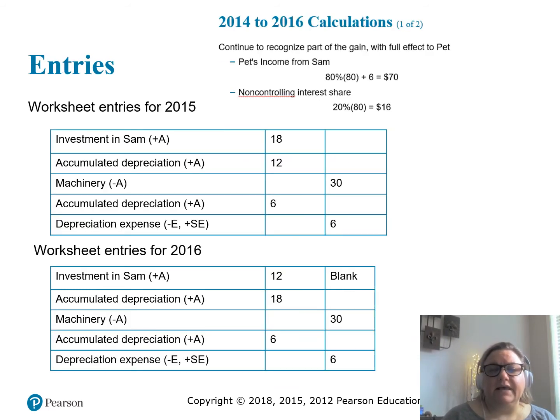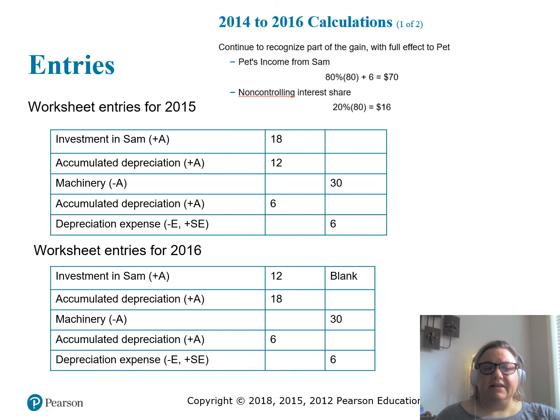Okay, so let's look at the worksheet entries for Pet and Sam 2015. The first thing we're going to bring in is the machinery coming off right here and the accumulated depreciation. Basically, our investment is actually the 18. And then the next thing we're going to do is back out that accumulated depreciation.